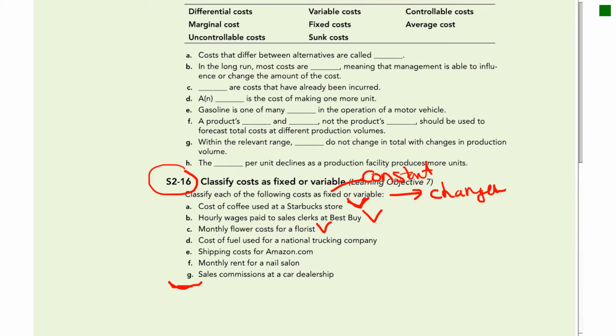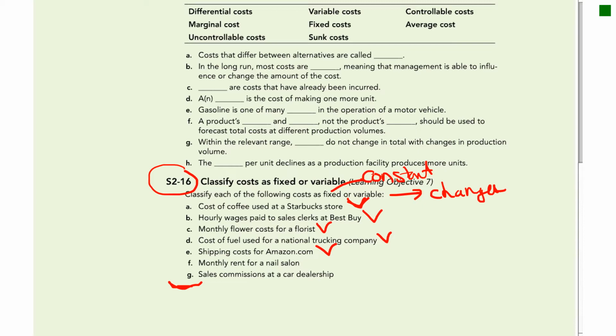Letter D, cost of fuel used for a national trucking company. Again, same thing. That's like a raw material. The more they travel, the more they got to buy. That's variable. Letter E, shipping cost. Again, these seem like they're all variable. We'll get to a fixed in a moment. Shipping cost, again, those change with activity. The more you buy from them, the more they got to pay for shipping.